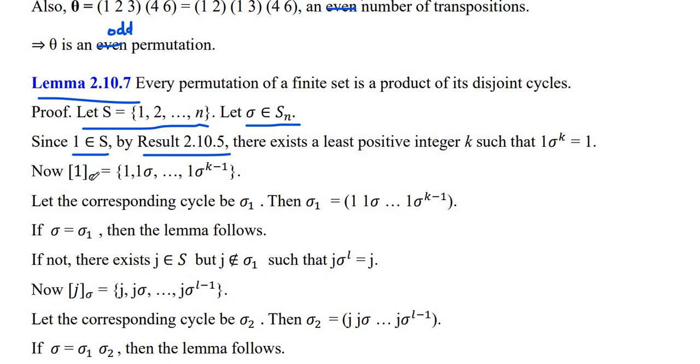Now we consider the orbit of 1 under sigma. By the definition, it means 1, 1 sigma, and so on up to 1 sigma power k minus 1, because 1 sigma power k will give back 1. Now we consider the corresponding cycle, name it sigma 1. So this sigma 1 is (1, 1 sigma, ...), this cycle. If sigma equals sigma 1, then the lemma follows.